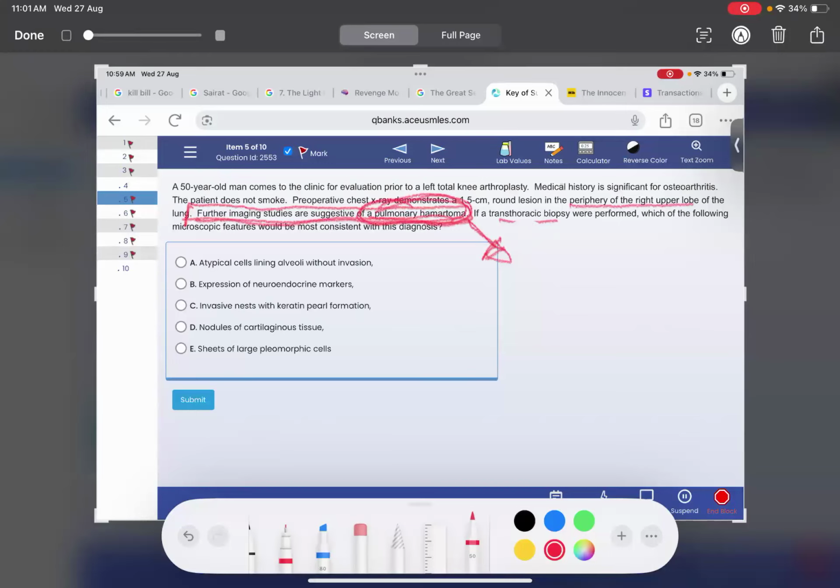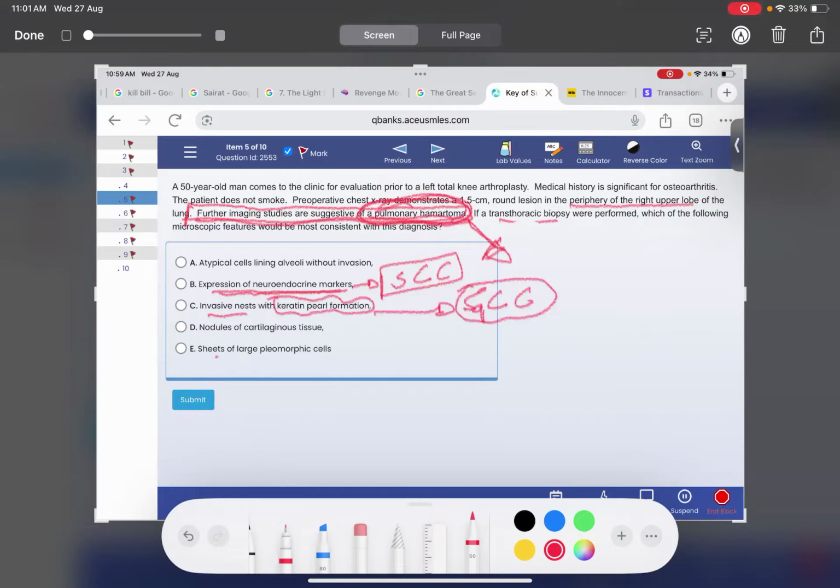We have to do it on an exclusion basis. Neuroendocrine markers are present in small cell carcinoma, so it is excluded. Invasive nests with keratin pearl formation, that's squamous cell carcinoma. Perfect. Excluded.